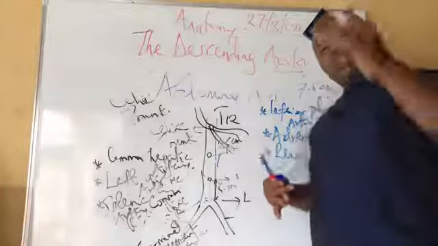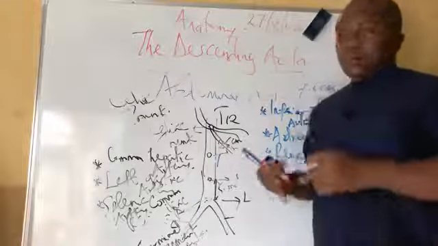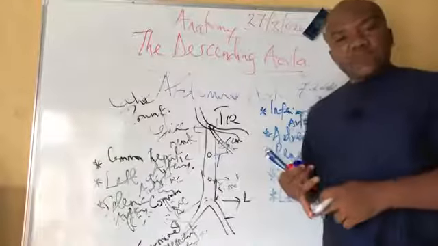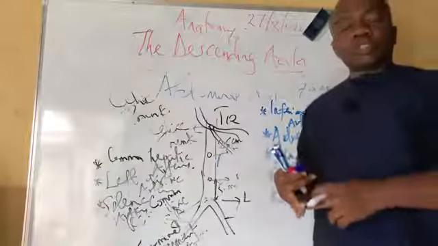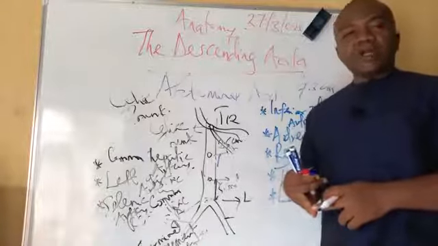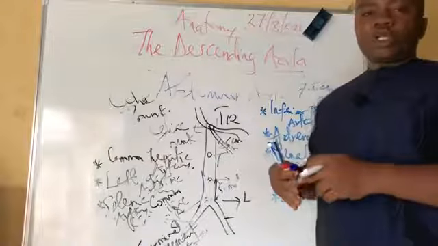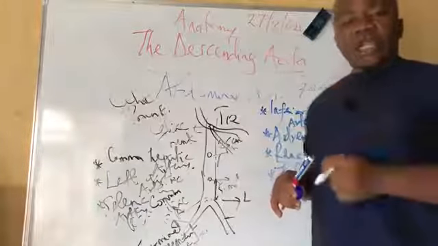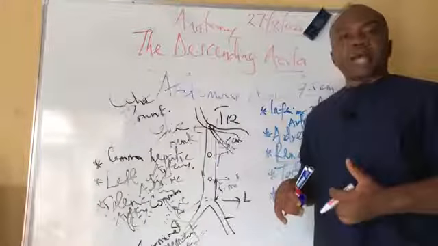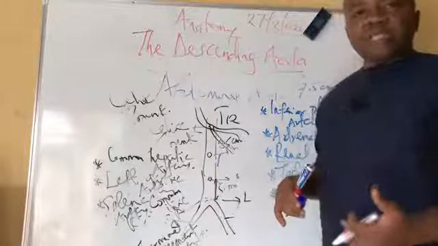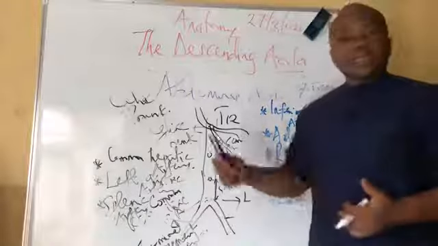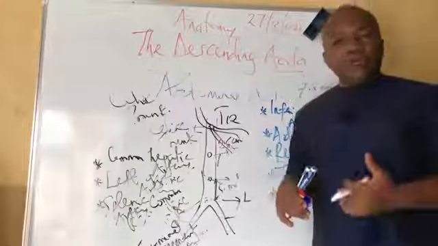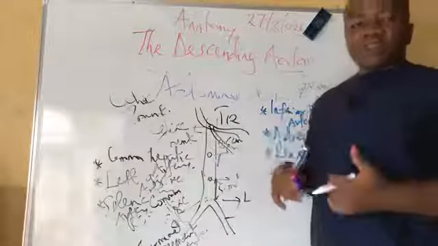It also supplies the majority of the large intestine by giving out a branch which is called the ileocolic artery. It also gives out what is called the right colic artery. It also gives out what is called the middle colic artery. The ileocolic artery supplies the ileum and that of the cecum, while the right colic artery supplies the ascending colon, and the middle colic artery supplies the transverse colon.